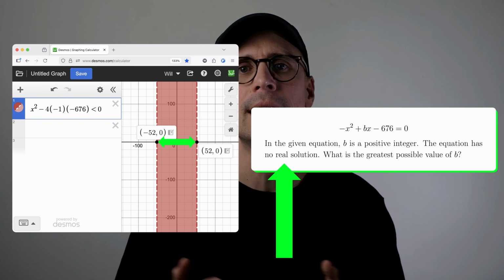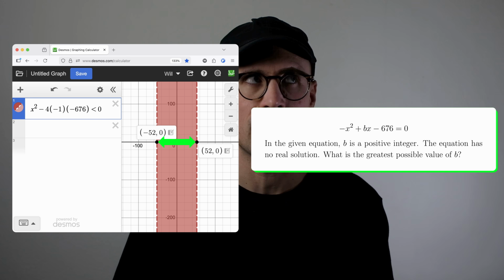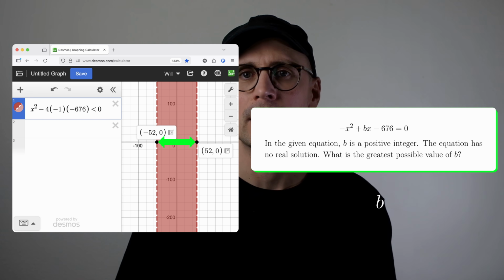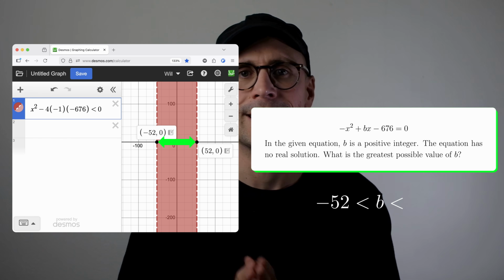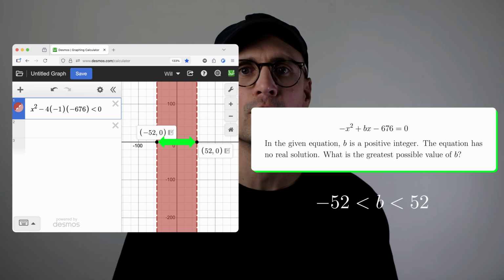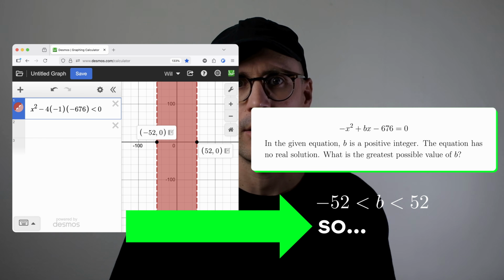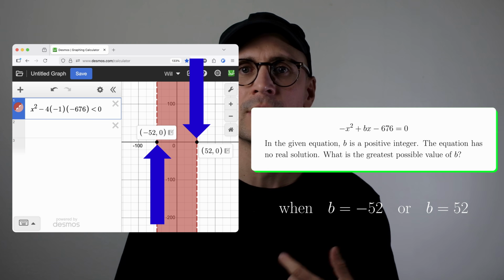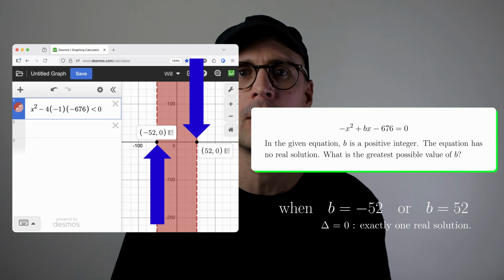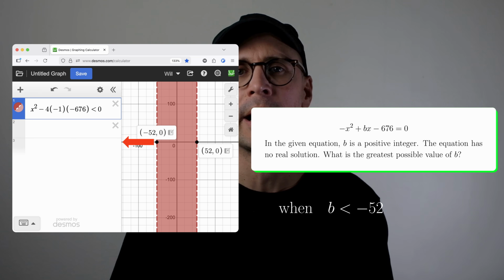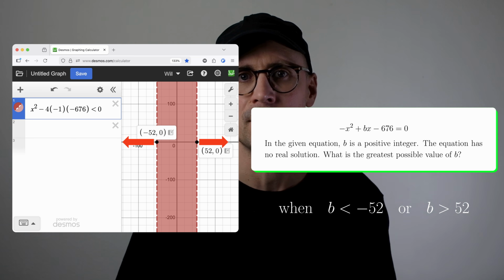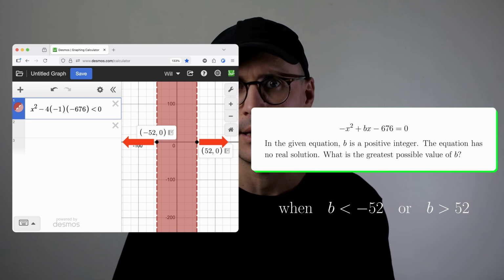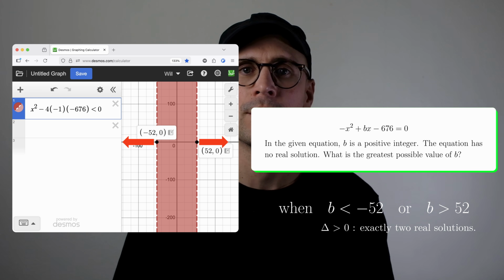In other words, any value of x, which is our b value in the discriminant, mind you, that is greater than -52 and less than 52 will produce a discriminant that is less than 0. The values -52 and 52 themselves represent where the discriminant is equal to 0, and all the values below -52 and greater than 52, the unshaded area that is, will produce a quadratic with two solutions.